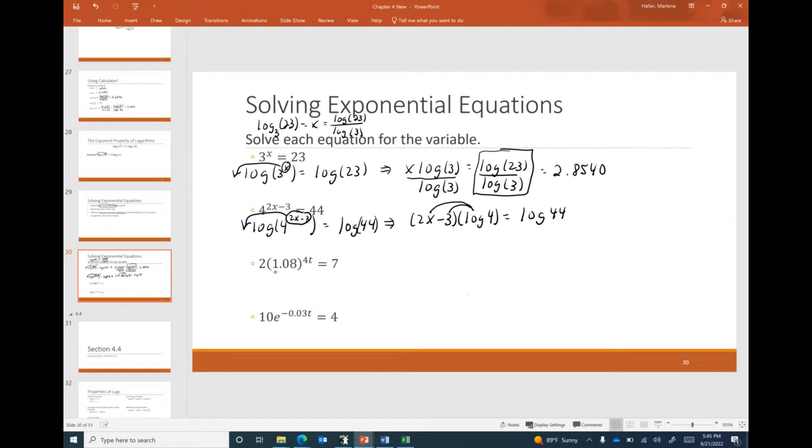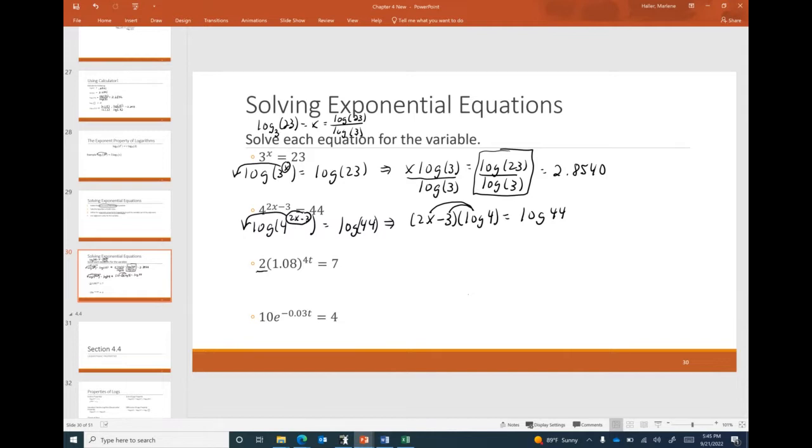Okay, 2 times 1.08 raised to the 4t power equals 7. Notice there's something a little different in the format here than the other ones we were looking at. Look, it has a coefficient, right? Or the exponential expression is being multiplied by something. These didn't have that. Well, what would I do with that when I take the log of both sides? It's in the way, isn't it?